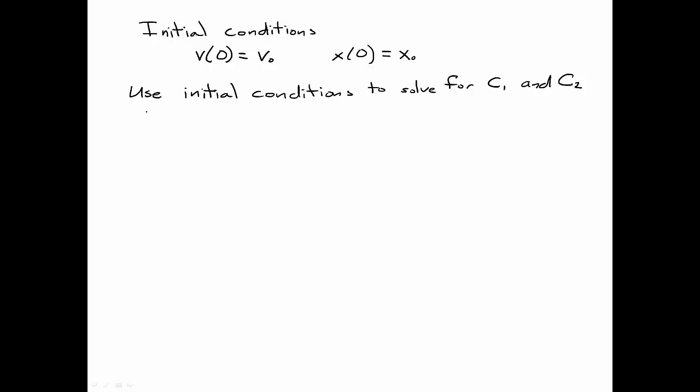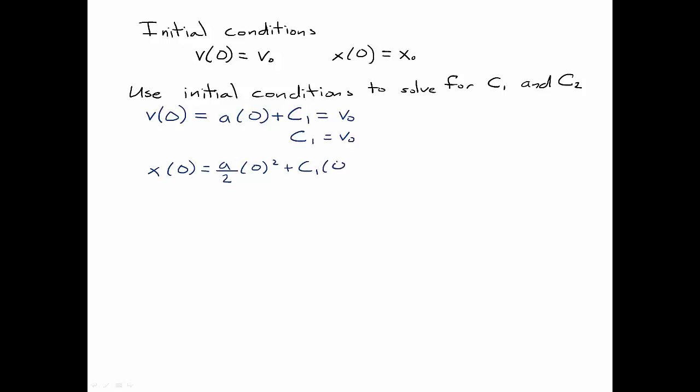So we have our equations. Okay, so velocity is acceleration times time plus c1, and that equals v naught. So this is 0 plus c1, so c1 equals v naught. And position at 0 is 1/2 a t squared, so it's a over 2 times 0 squared plus c1, which we now know is v naught, times 0 plus c2 equals x naught. So this term is 0, and the middle term is 0, so that just leaves us with c2 equals x naught.